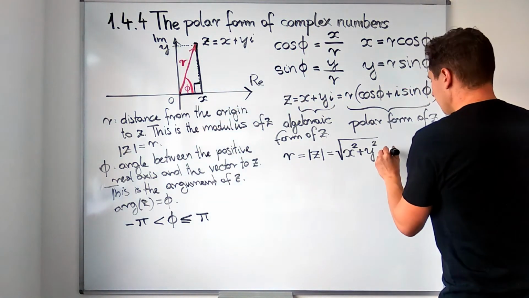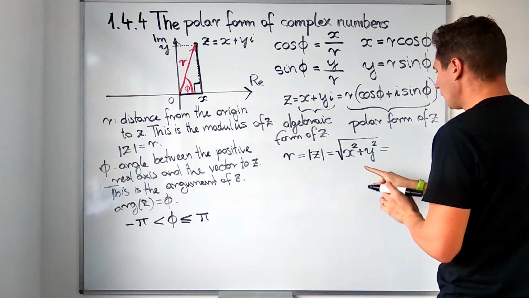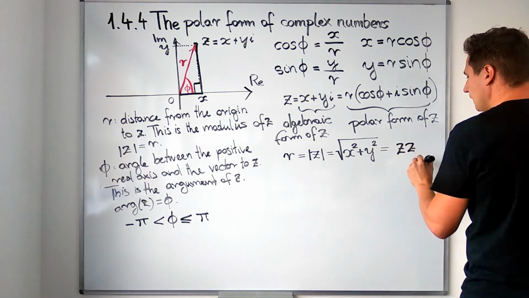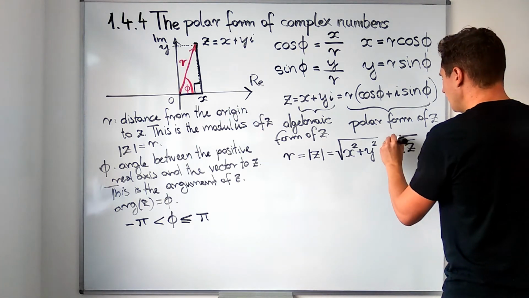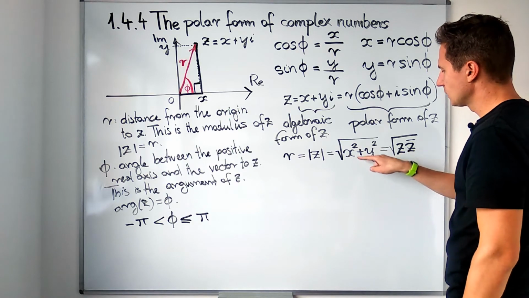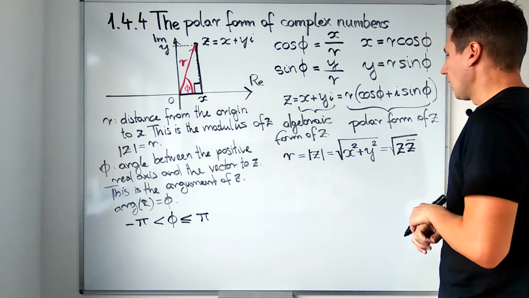And this is actually something we have seen in an earlier video. This squared sum appeared when we multiplied a complex number by its complex conjugate. So this is exactly what we get if we multiply z by its complex conjugate. We get x squared plus y squared. So we are taking the square root to get r.